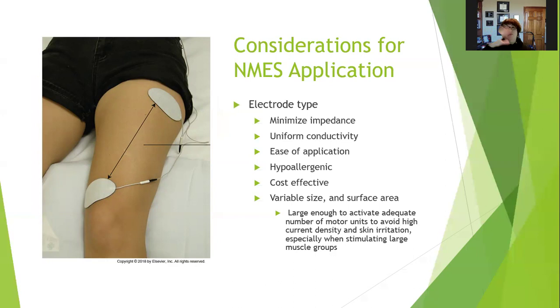So here's what we're going to do when we're doing the neuromuscular electrical stim application, which we've done some in lab. You want to choose the electrode type to minimize impedance. You want uniform conductivity. Remember, impedance is resistance in biological tissues. It should be easy to use, hypoallergenic, cost effective. Variable size and surface area: large enough to activate an adequate number of motor units to avoid high current density and skin irritation, especially when stimulating large muscle groups. So that's a wordy way of saying large electrodes for large muscles and small electrodes for small muscles.